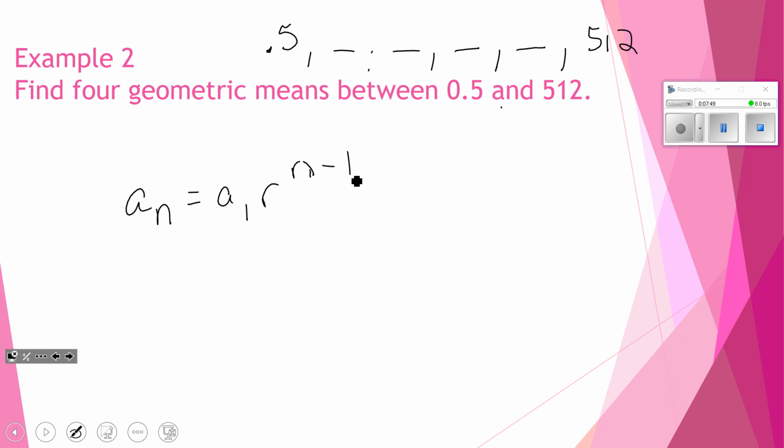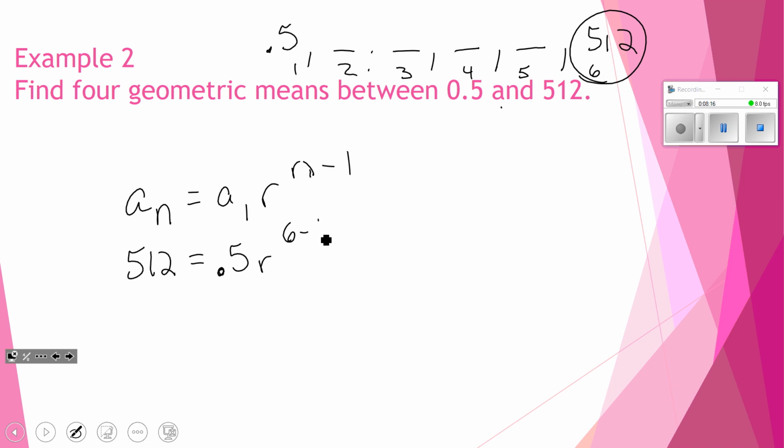So I'm going to try to get this one finished before we go to lunch. We know a sub 1 is 0.5. In this case, the only other info that I've been given is that the sixth term is 512. So I'm going to use that as my a sub n. So a sub n is going to be 512, and that's going to make r to the 6 minus 1. So I'm going to go ahead and work my exponent first. 0.5, it's r to the 5th.